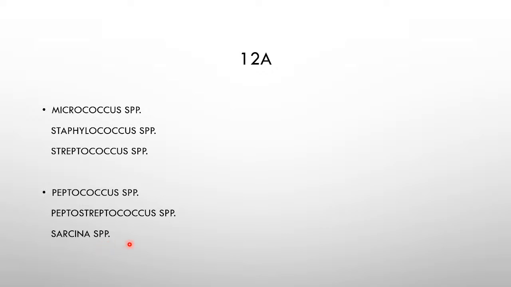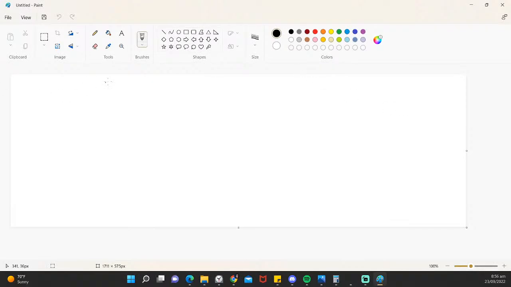When I say tetrads of 4, where's my paint? Where's paint? Okay? It grows in tetrads of 4. Mark, can you see my paint screen here? Please tell me. Yes po. Okay, very good.